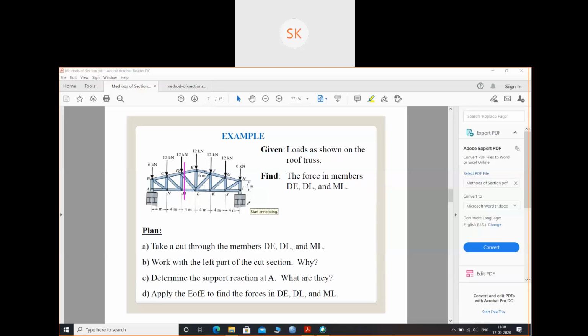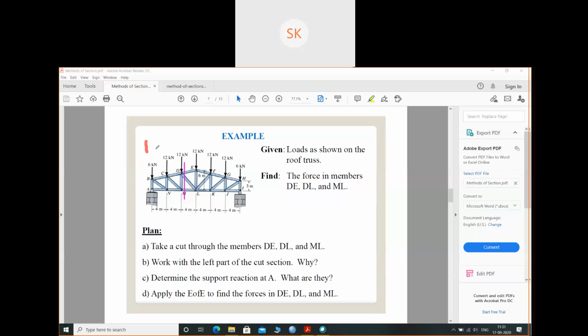Why left? Right, okay. This is the right part. This is the left part. What about others? How many members are there? Forty students, only a few are replying. What happened to others? I'm asking that this is the truss given to us.